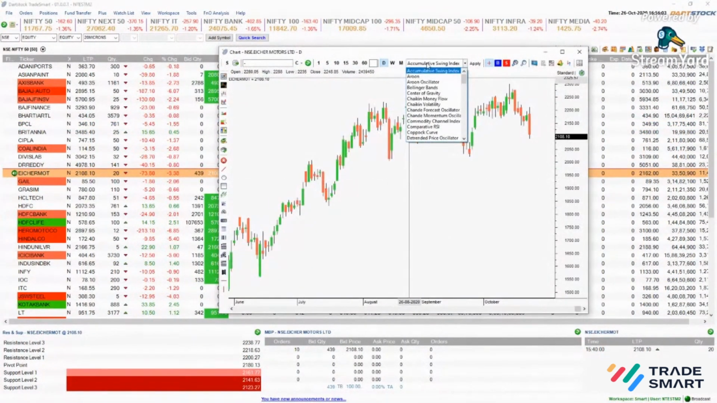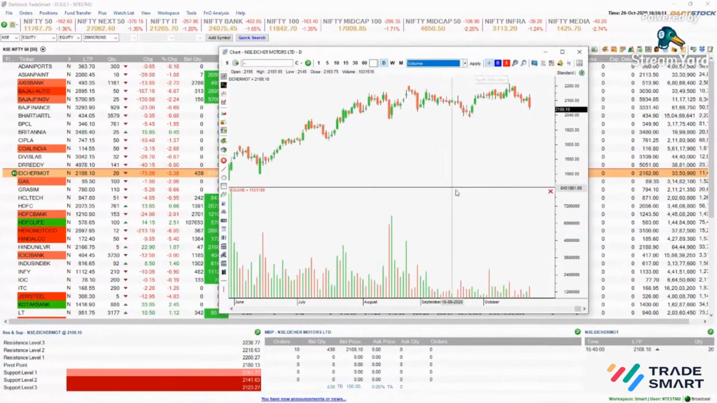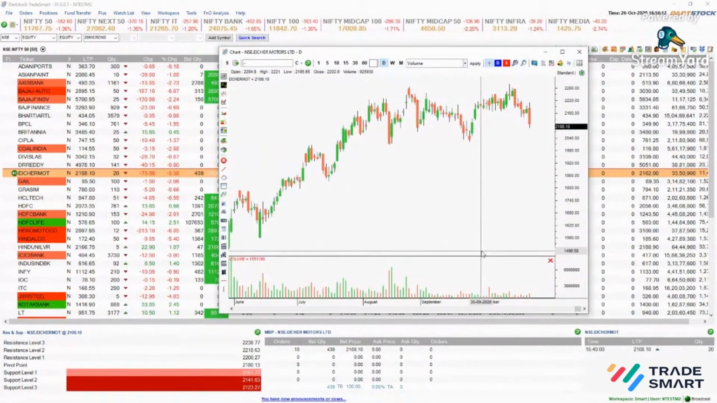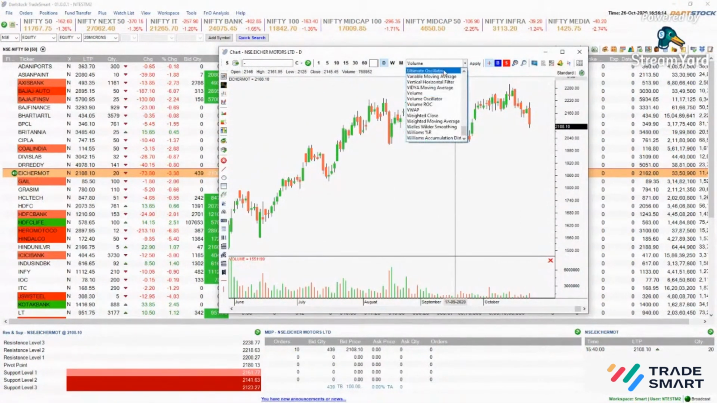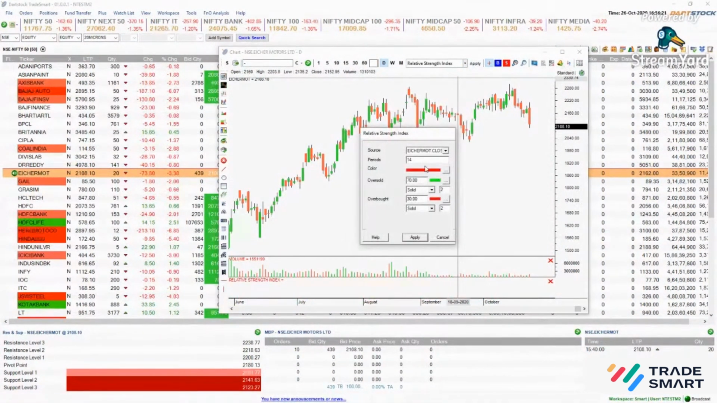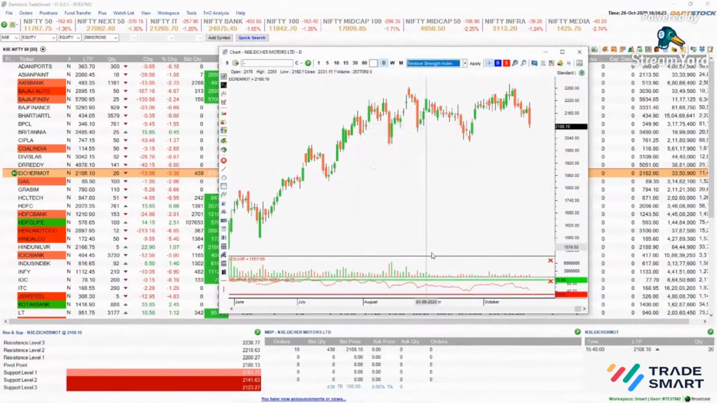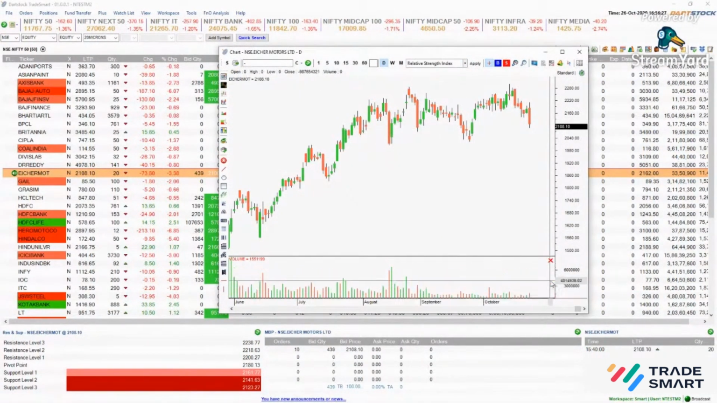If you want anything on top of it as an indicator, like, let's say volume, you can pick up volume as part of the indicators. If you want the volume, you can keep it at the bottom. If you want any more indicators, you can use maybe RSI, relative strength index, and you can apply the default parameter of 14. Or if you don't want it, you can take it out as well.